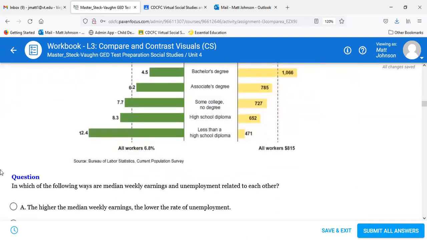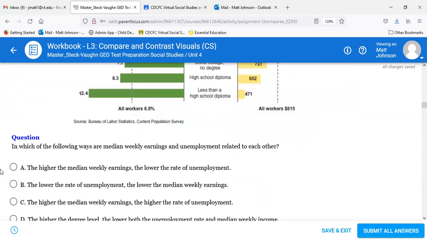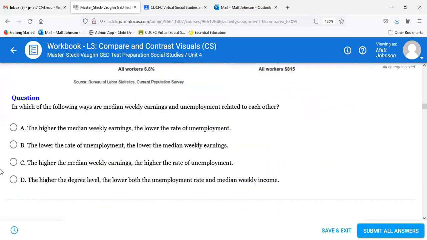So let's take a look here. Grace, would you mind reading question three? Which of the following ways are median weekly earnings and unemployment related to each other? A, the higher the median weekly earnings, the lower the rate of unemployment. B, the lower the rate of unemployment, the lower the median weekly earnings. C, the higher the median weekly earnings, the higher the rate of unemployment. And D, the higher the degree level, the lower both the unemployment rate and median weekly income.